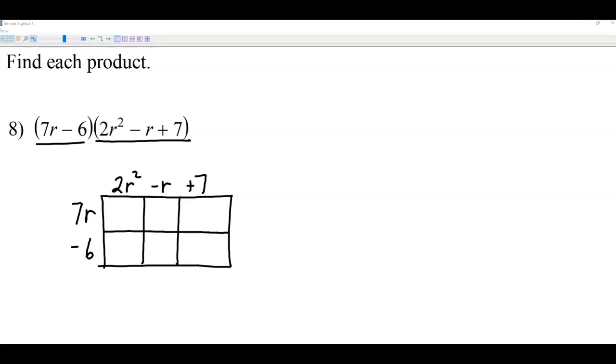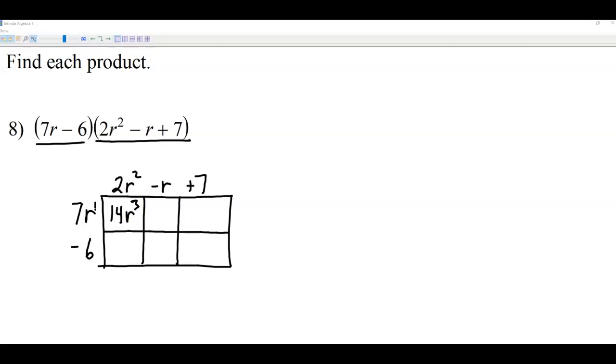Now when you multiply 2 terms, like to fill in this box, I will need to multiply these 2 together. When you multiply 2 terms, you multiply their coefficients. Those are the numbers in front of the variables. 7 times 2 is 14. And you add their exponents. So this is an r to the 1st power, and this is an r squared. So 1 plus 2 is 3, so this is going to be r cubed. So the final result of multiplying those is 14r cubed.